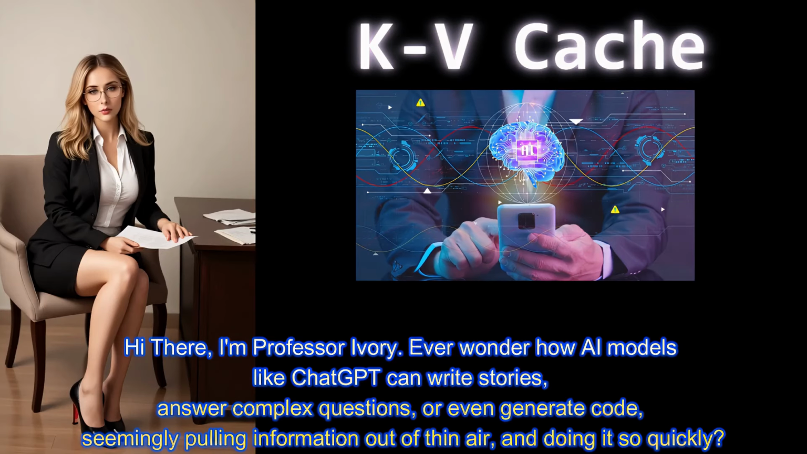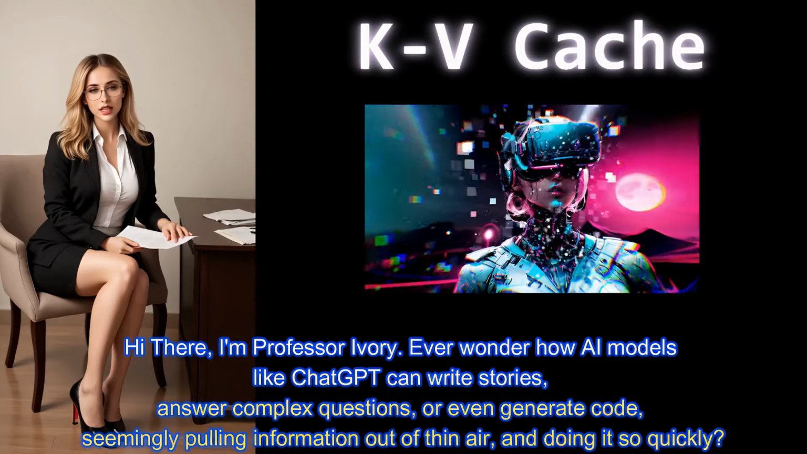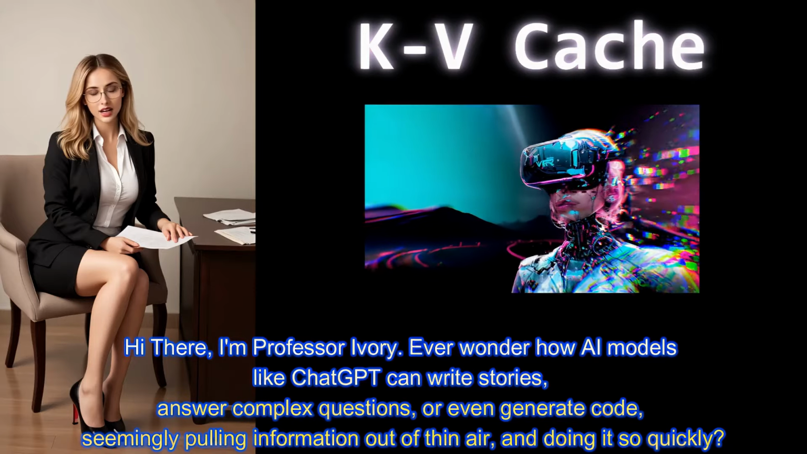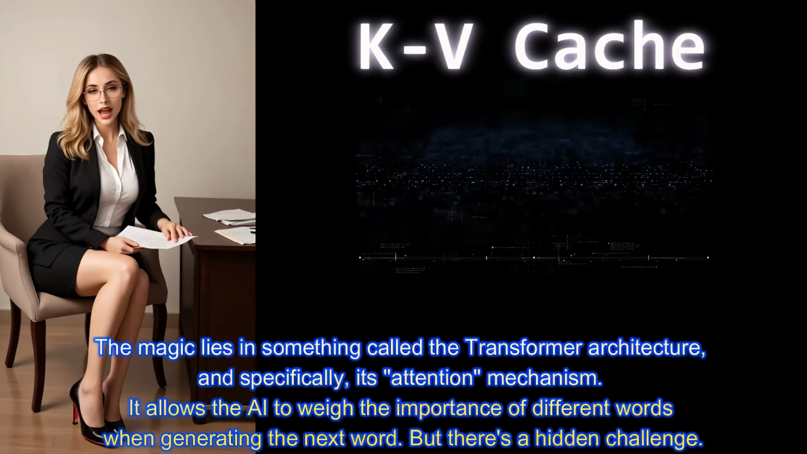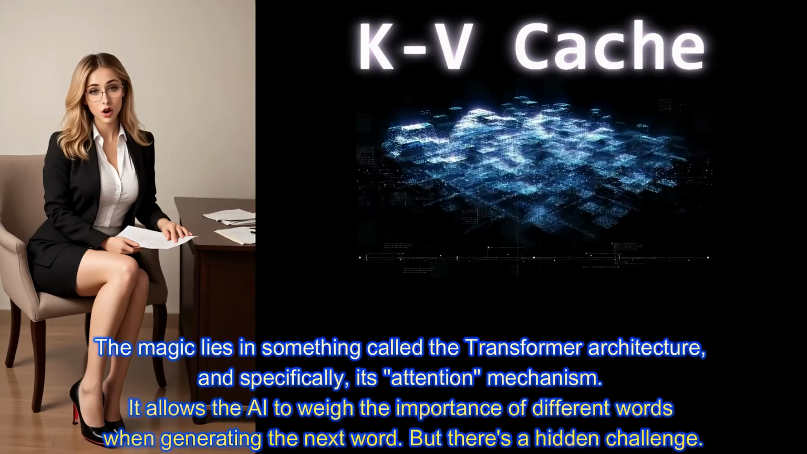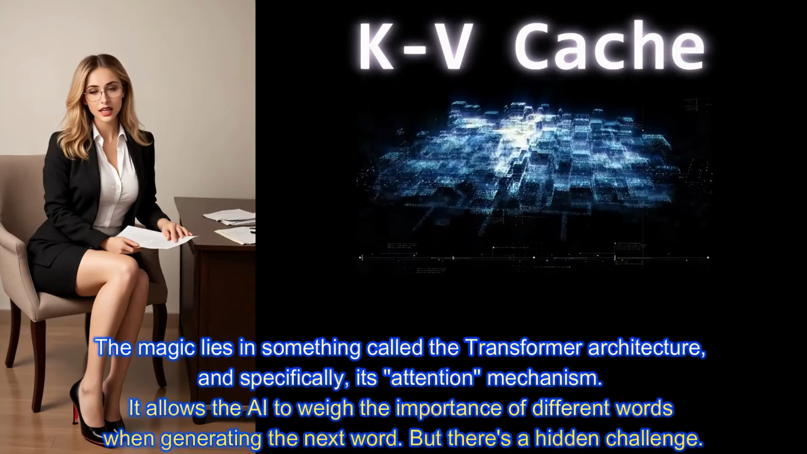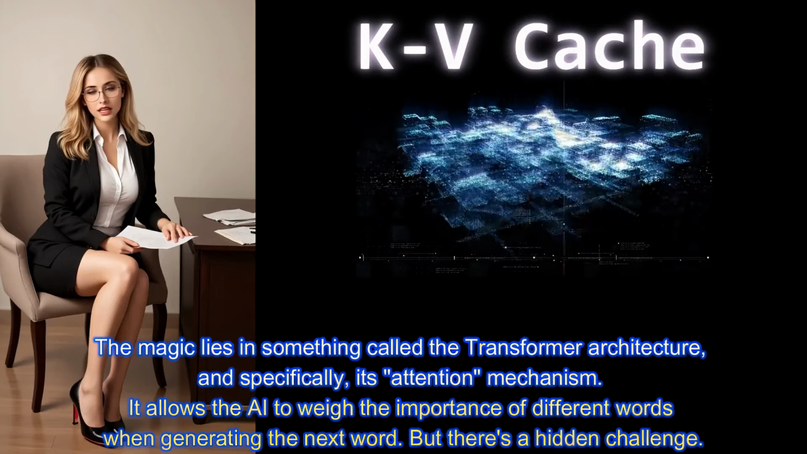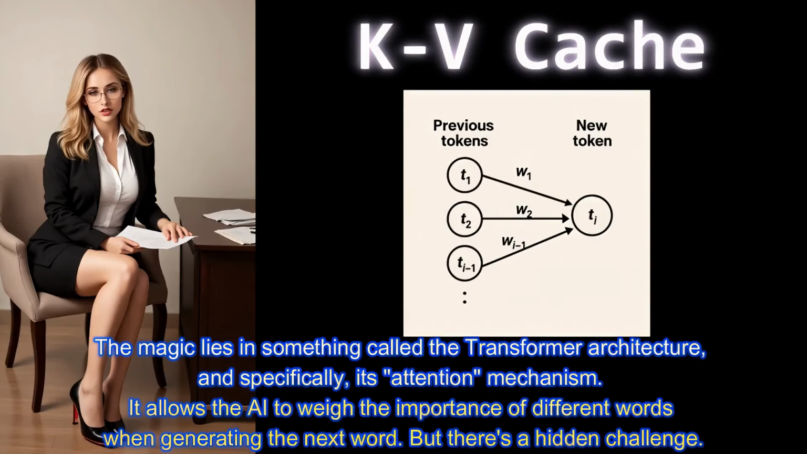Ever wonder how AI models like ChatGPT can write stories, answer complex questions, or even generate code, seemingly pulling information out of thin air and doing it so quickly? The magic lies in something called the transformer architecture, and specifically, its attention mechanism. It allows the AI to weigh the importance of different words when generating the next word.